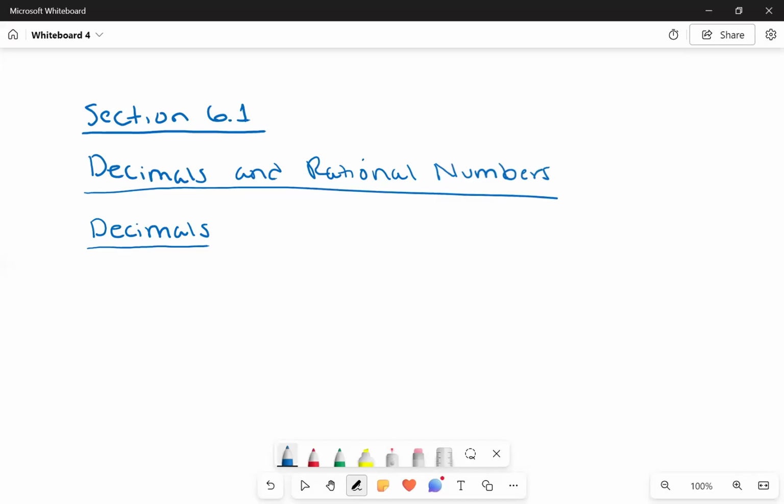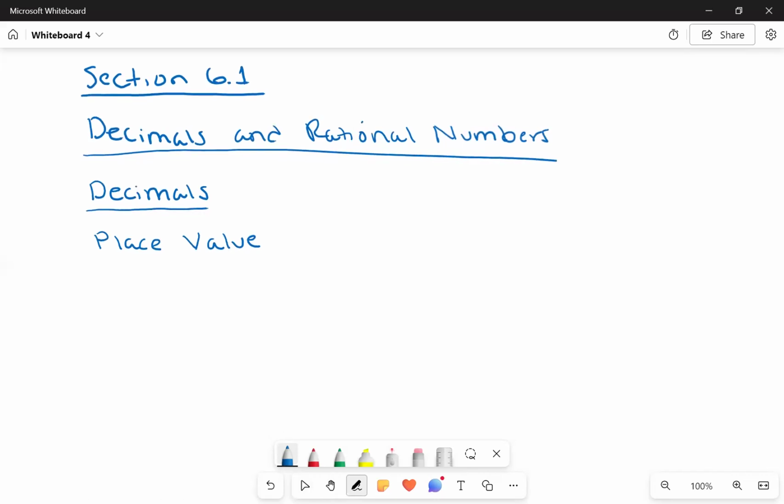In this video, we're going to talk about section 6.1, which is decimals and rational numbers. So let's first start with decimals. To introduce that, we're going to introduce the concept of place value in association to decimals. Let me give an exaggerated number for us to look at. I'm going to draw it big, just for the sake of labeling it clearly.